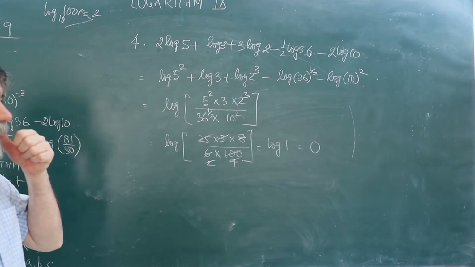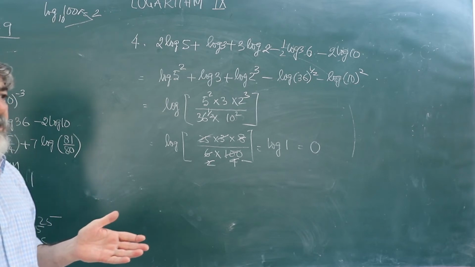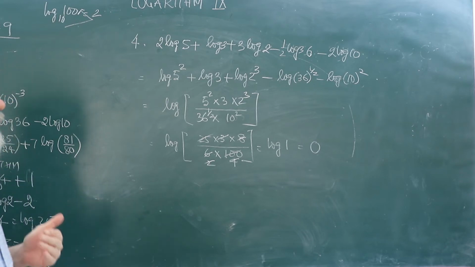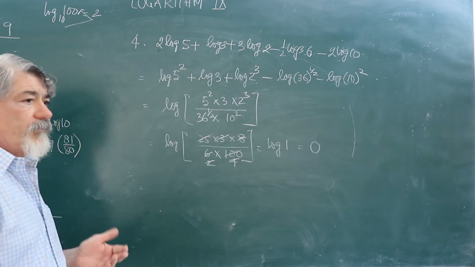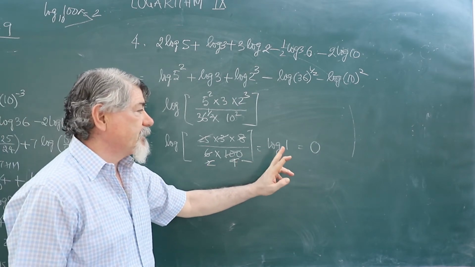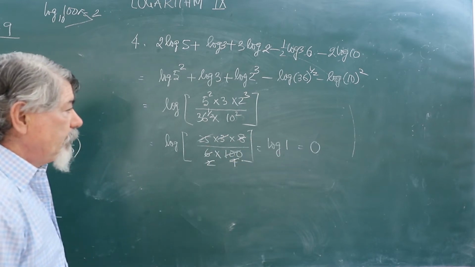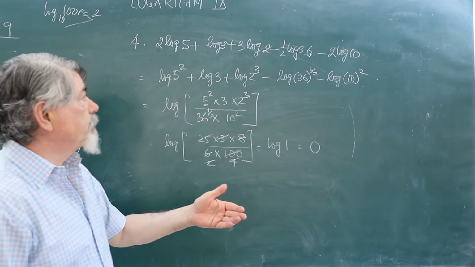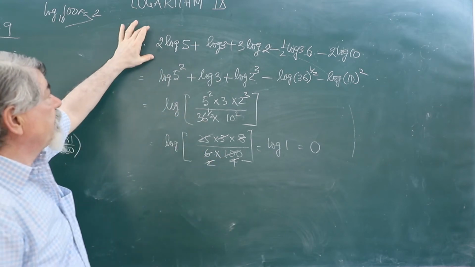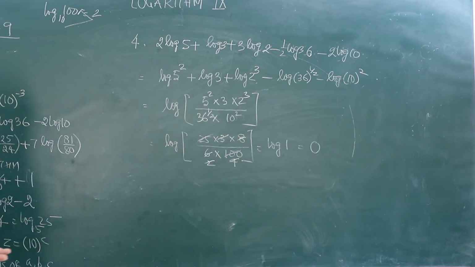Whatever may be the base, log 1 is always going to be 0, because any non-zero number raised to power 0 is 1, and we can take the logarithm of only positive numbers. So for any base, it is going to be the same. Log 1 is going to be 0. So we were able to evaluate this as equal to log 1, and log 1 is 0.